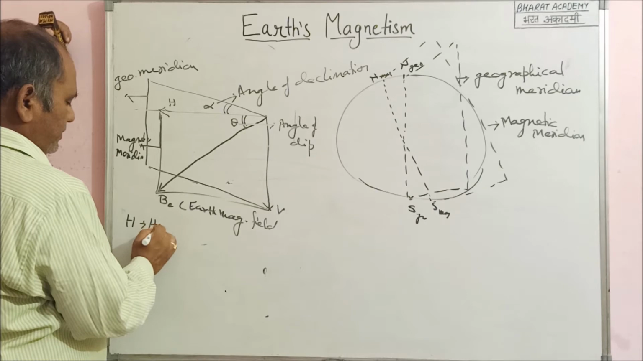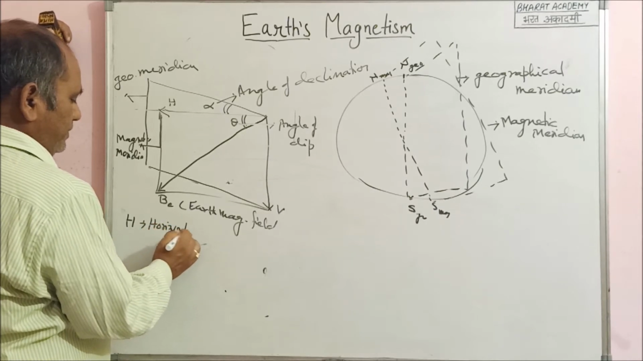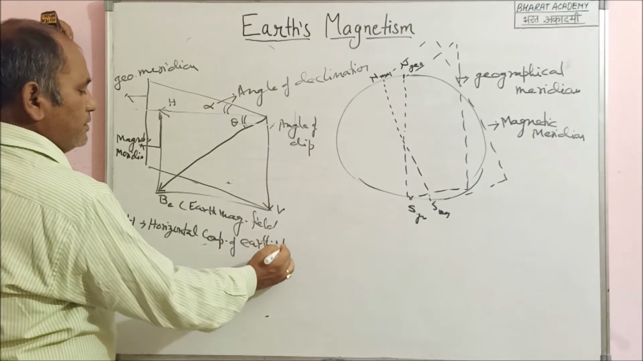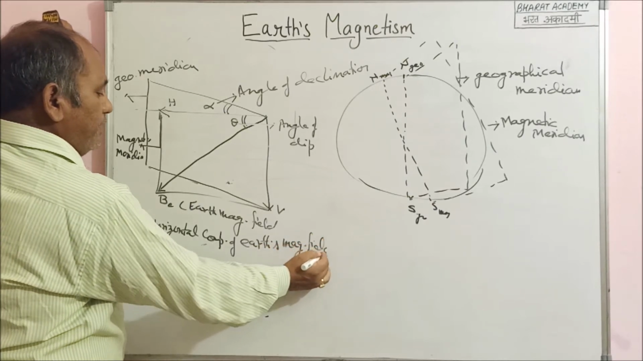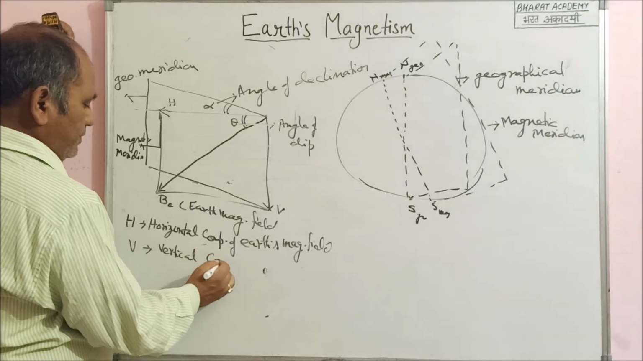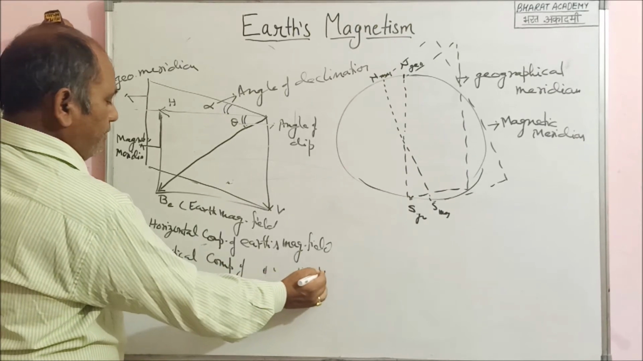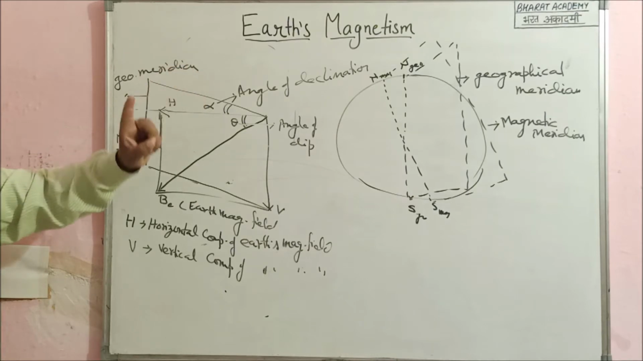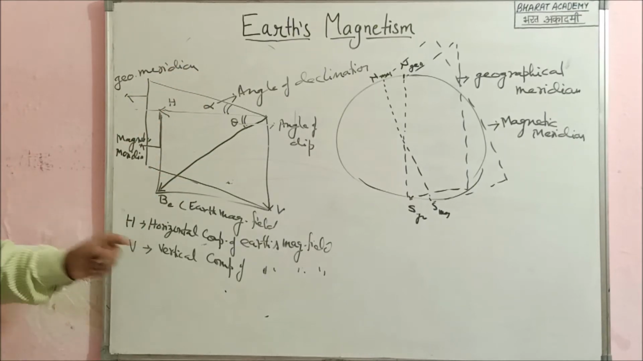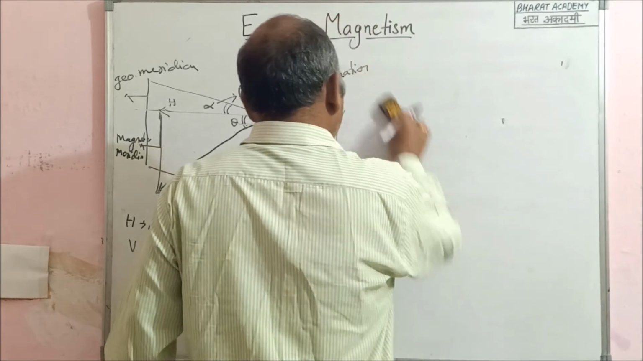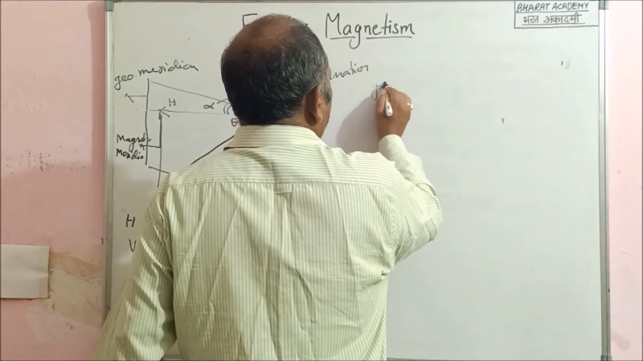H is the horizontal component of Earth's magnetic field and V is known as the vertical component of Earth's magnetic field, right? These are the basic components of Earth's magnetic field. First is the geographical meridian, second is the magnetic meridian, then the angle of declination, then we have the angle of dip. This is the horizontal component and this is the vertical component, right? We will try to define them one by one. Basic definitions.